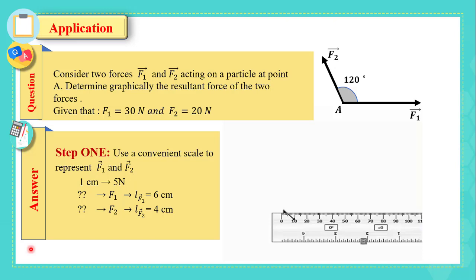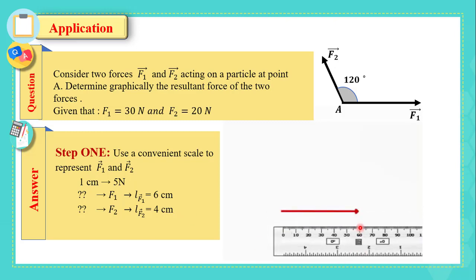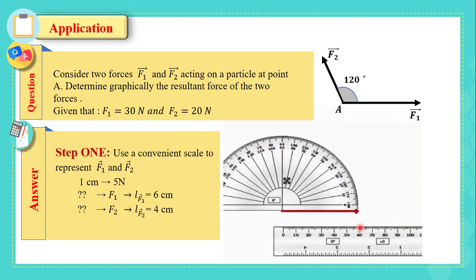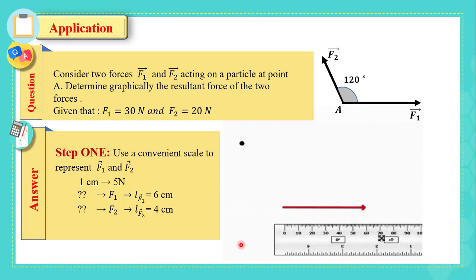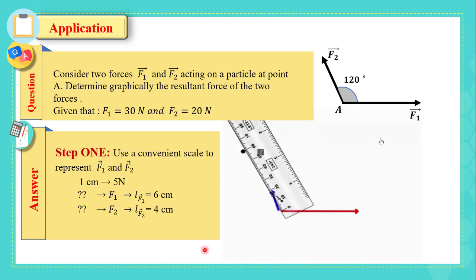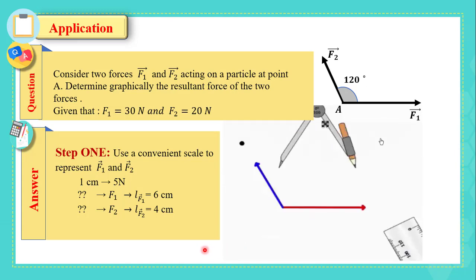The first step is to use a convenient scale to represent F1 and F2. For example, each 1 centimeter corresponds to 5 Newton. This implies that the length of F1 is equal to 6 centimeter and the length of F2 is equal to 4 centimeter. Now use a ruler to draw F1 and F2, F1 of length 6 centimeter and F2 of length 4 centimeter, but take care to draw F2 making an angle 120 with F1 using a protractor. And here we draw F2 of length 4 centimeter.